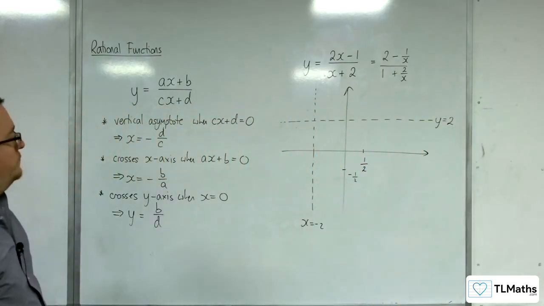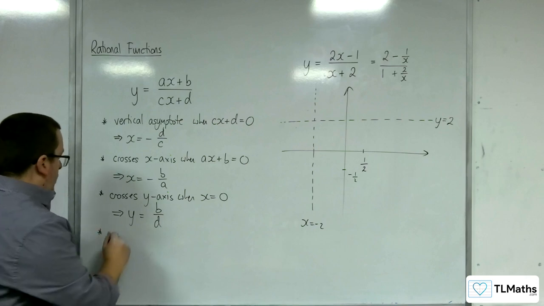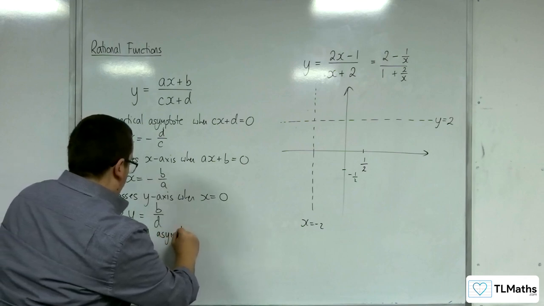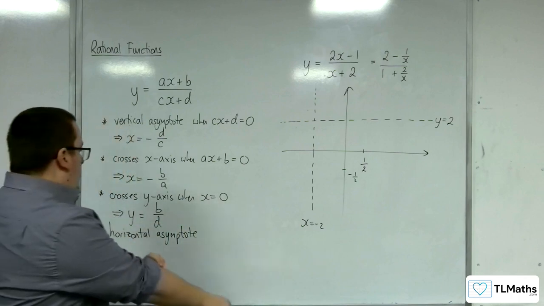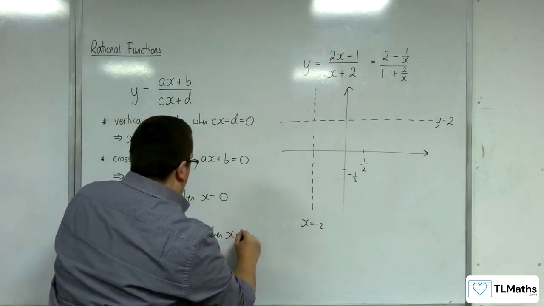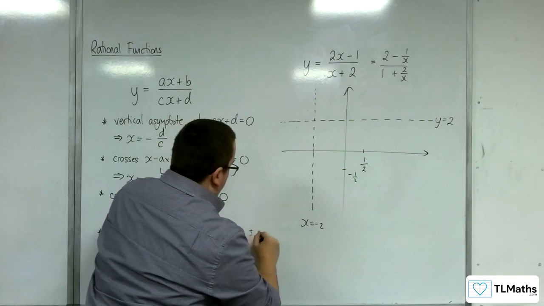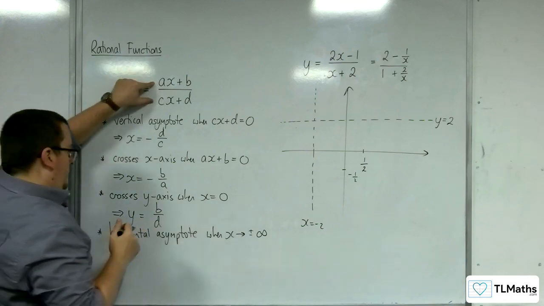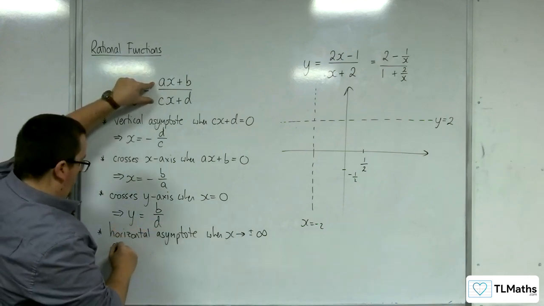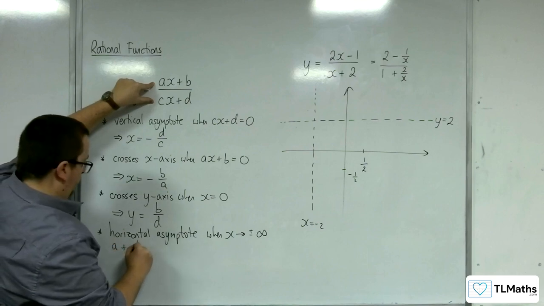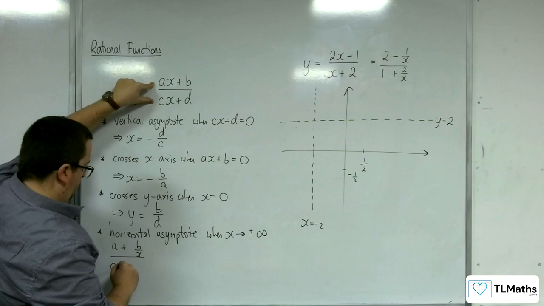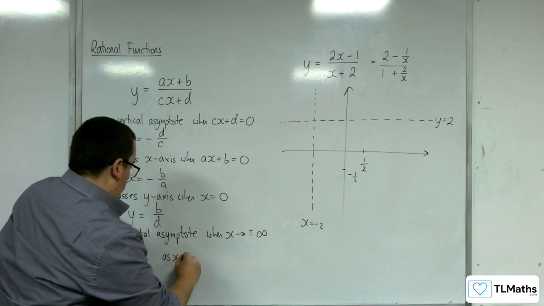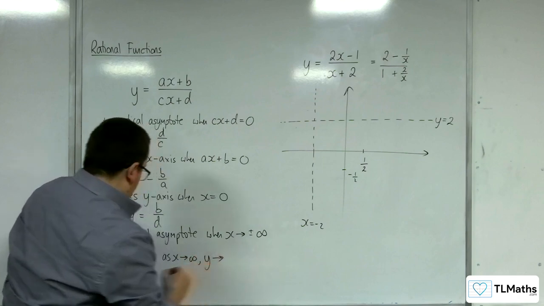Okay? Right. So horizontal asymptote when x tends to positive or negative infinity. Okay. Now, take that and divide top and bottom by x. So, as x tends to infinity, y tends to a over c.